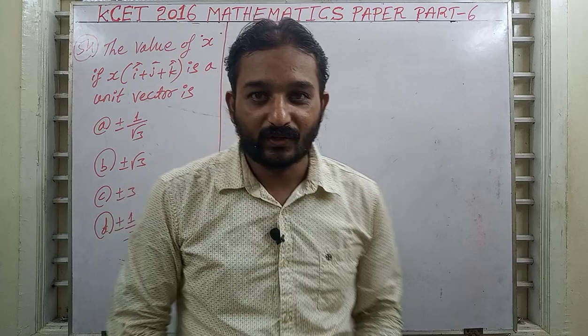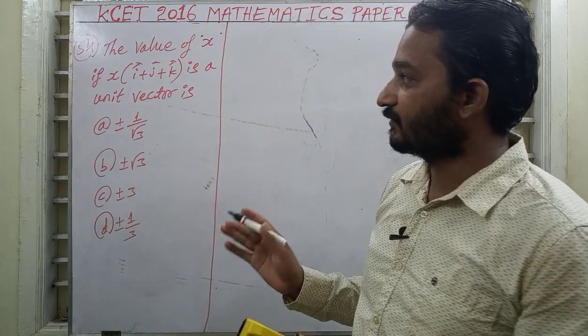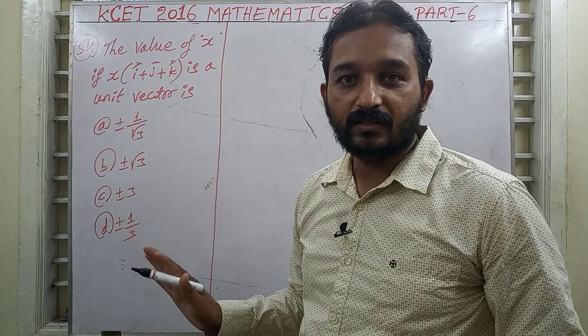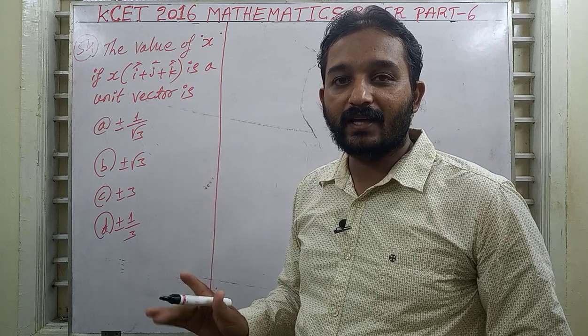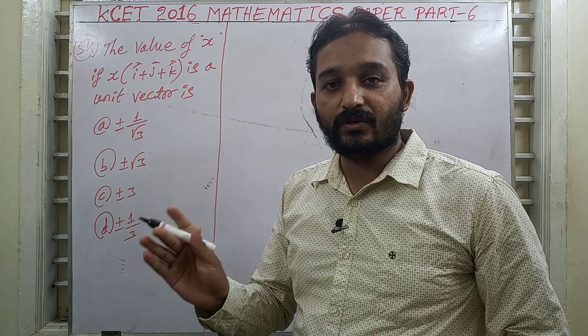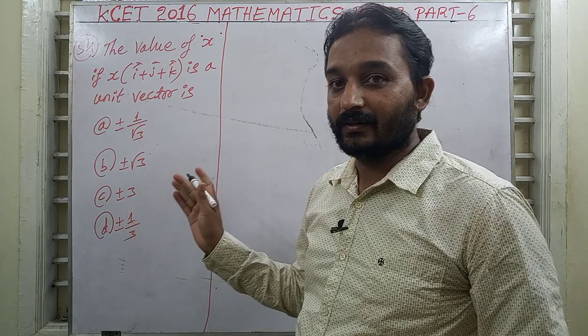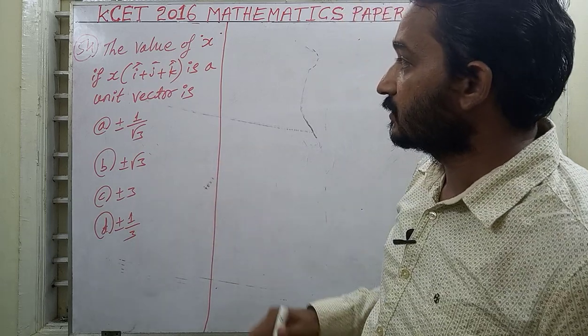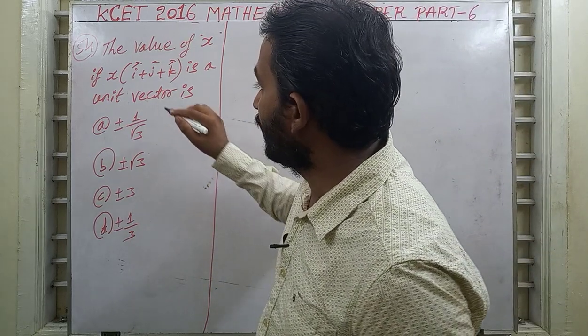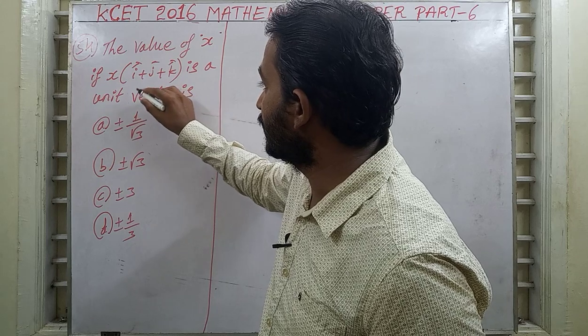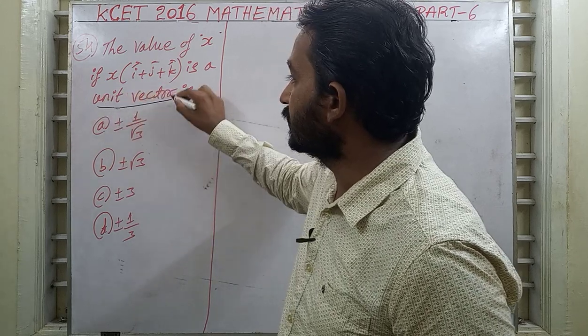So now let us move on to the next question, question number 54. This question is based on the chapter Vectors. Usually they ask 5 or 6 questions on this chapter in KCET. So here in this case we have to find the value of x using the condition that this is a unit vector.